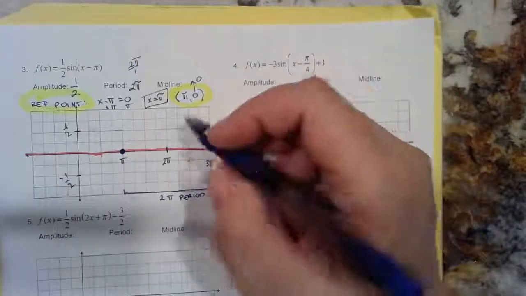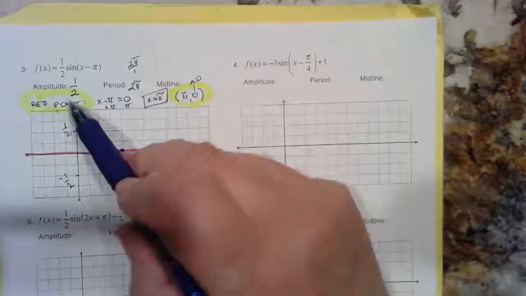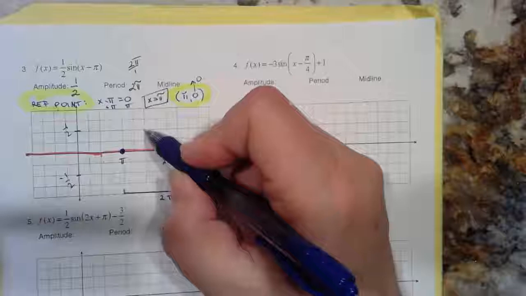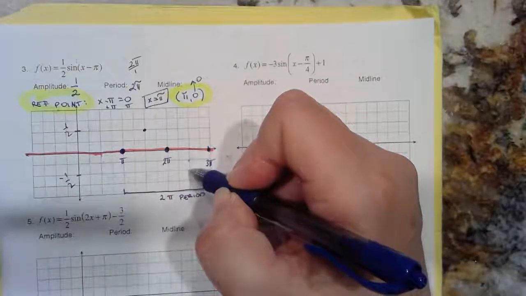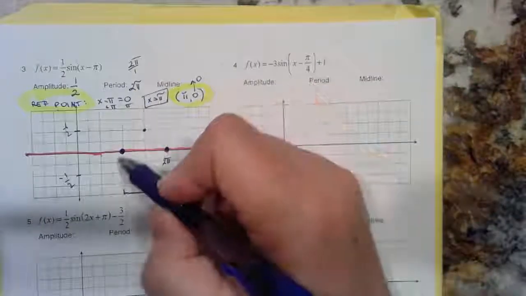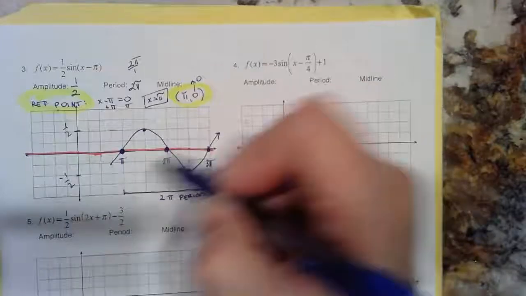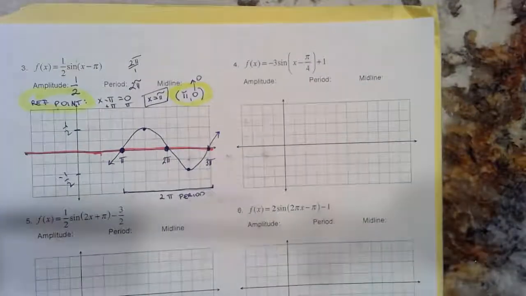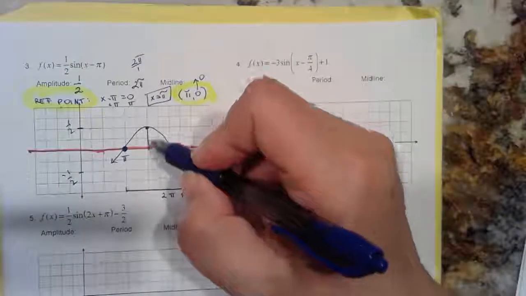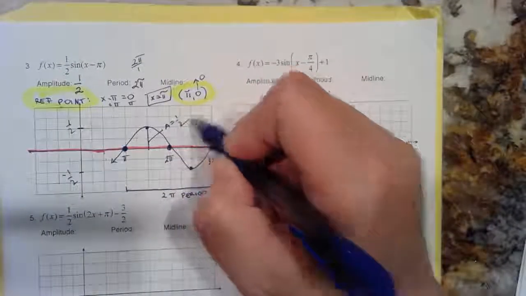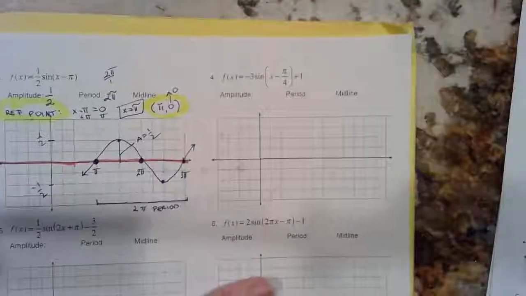So again, everything else is the same. 3 points. And then this is positive, so it's going to go halfway, you go up. Halfway, you go down. And then you just curve and connect and put arrows at the end. And you're done. Okay? This is the period, and this is the amplitude of 1/2.